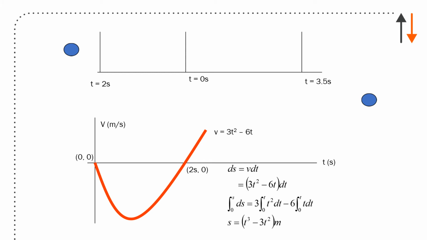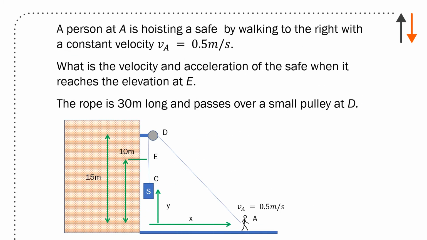Do the integral again. V equals ds/dt. Do the integral of the terms. I get s equals t cubed minus 3t squared. I started here with s equal to 0 and time equals 0. And the other term, same thing, time equals 0 to t. If I do that, super.